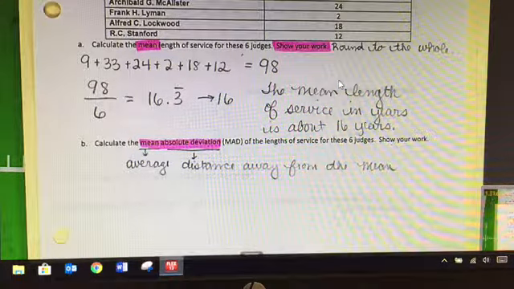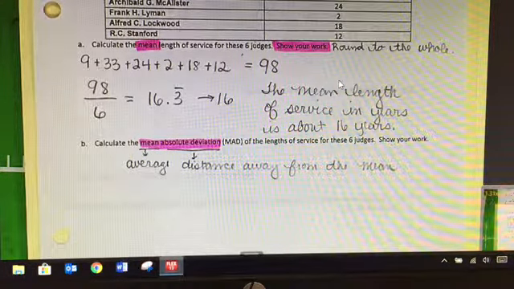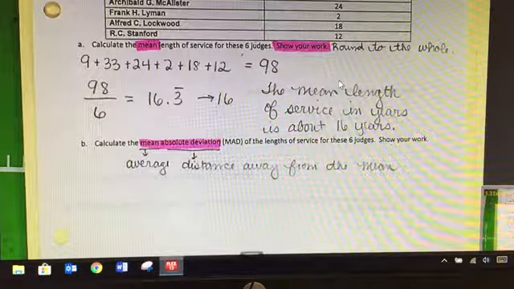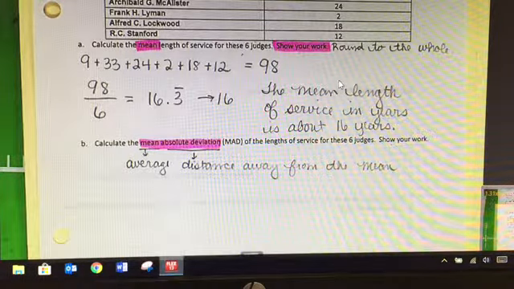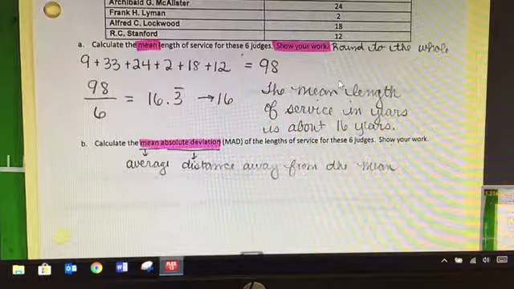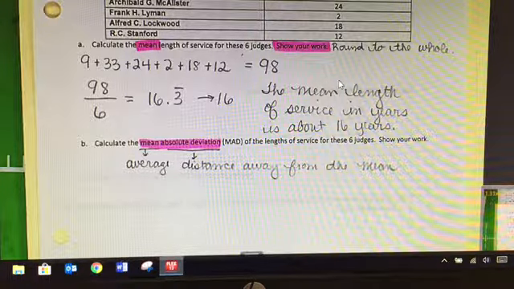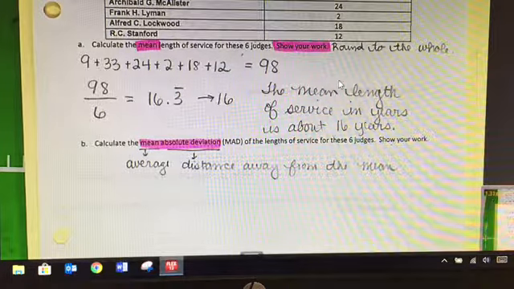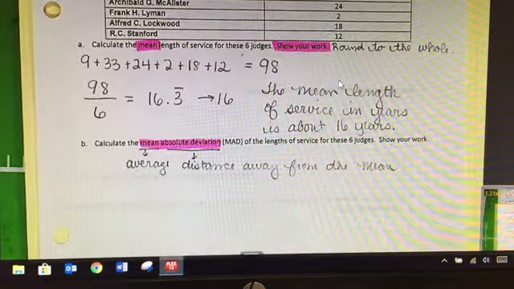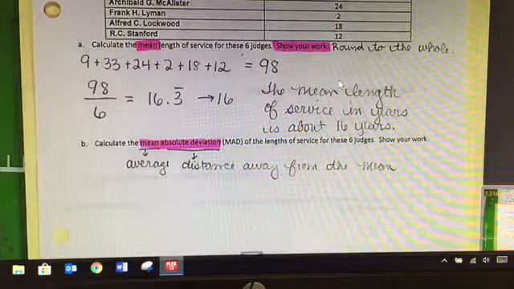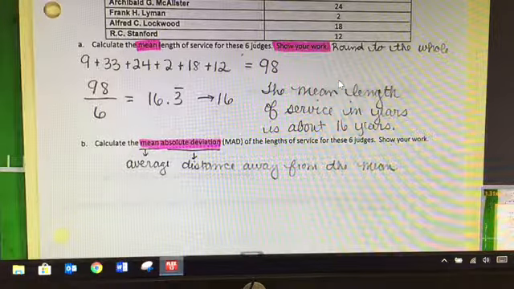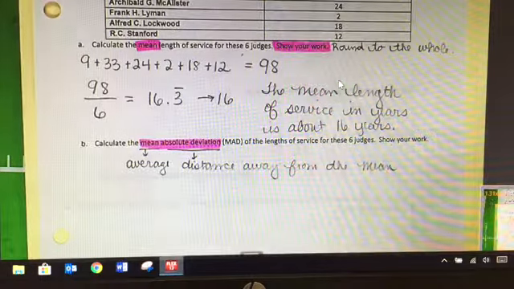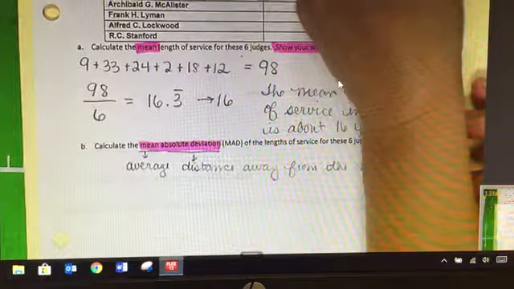So what's the very first thing we have to do when we are finding MAD? Add up all the deviations. Is that the first thing we do? Find the mean. Because you cannot do the MAD without the mean, can you? No. Find the mean. We already did that in A, right? So we already found the mean. Then we need to find the deviations. So I'm going to write deviations.